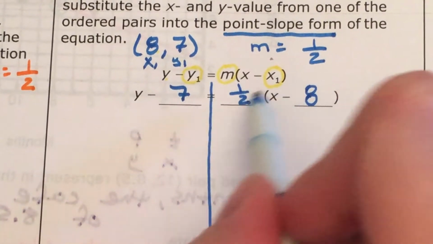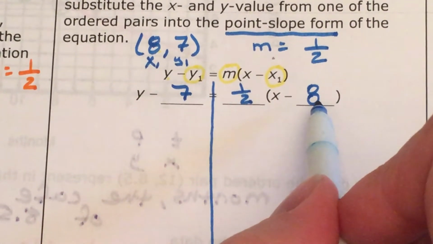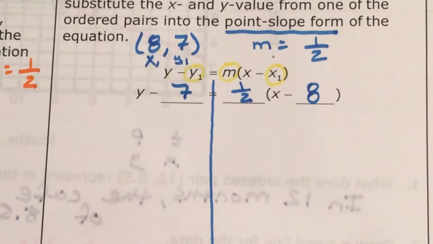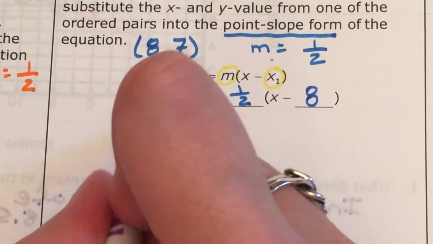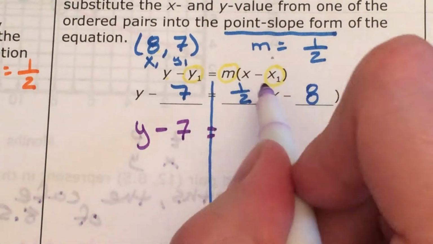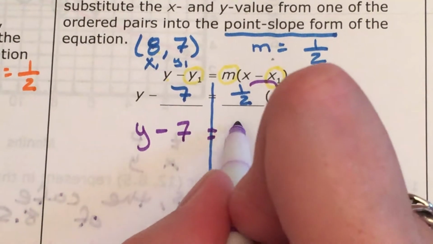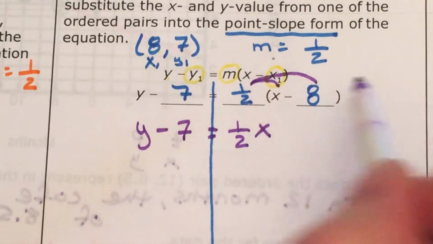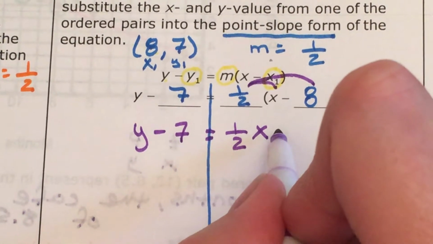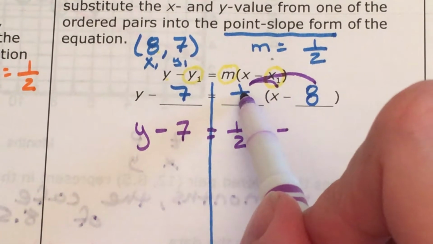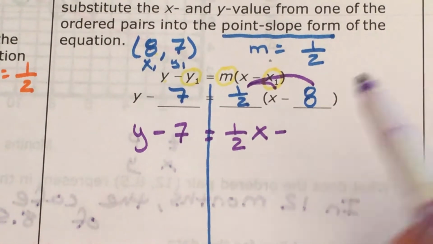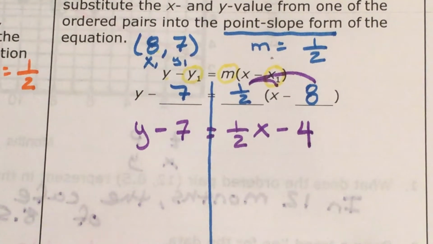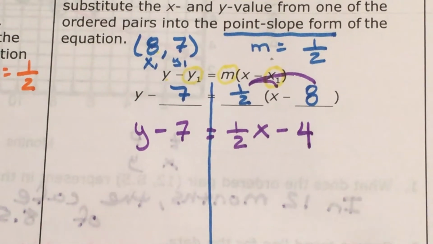So let's distribute this 1/2 through the quantity of x minus 8. So I'll bring down my y minus 7. And let's multiply. 1/2 times x is 1/2 x. A positive times a negative, oh, that's a negative. And then 1/2 of 8. What is half of 8? Yeah, you know, it's 4. All right, we're almost done solving this equation for y, which is great.